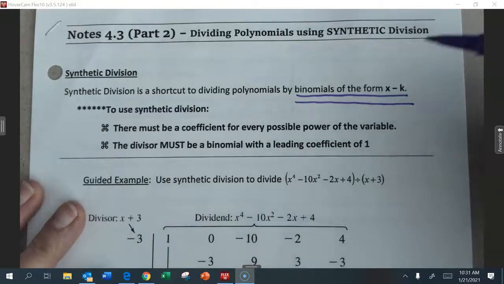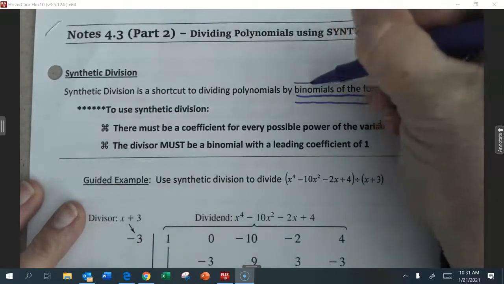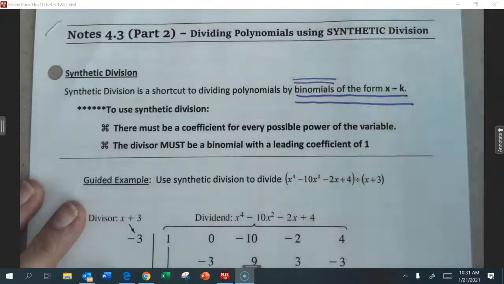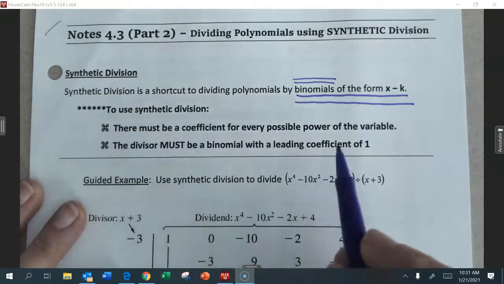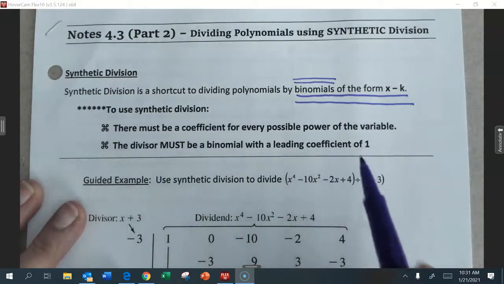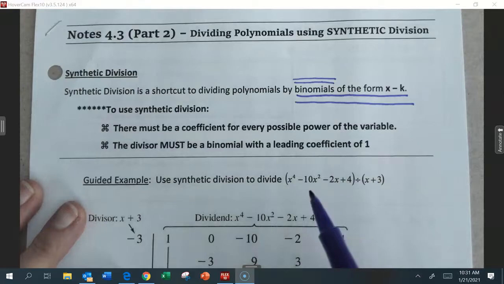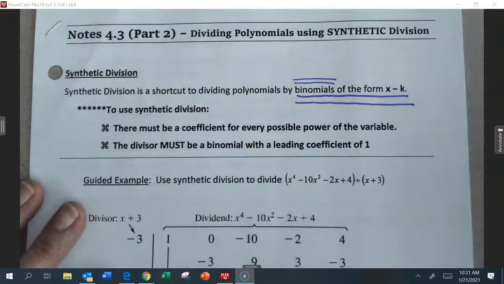It can only be used for binomials. You cannot use it when your divisor is something else. Your divisor must be a binomial with a leading coefficient of 1, like x plus 3, x minus 9. If you are dividing by a monomial, which we don't really do much, it's more Algebra 1, it's not going to work.